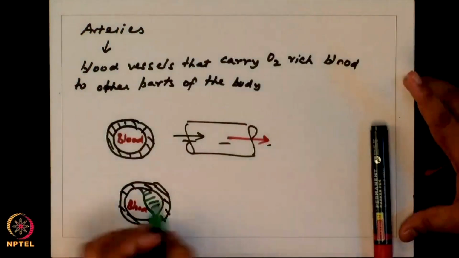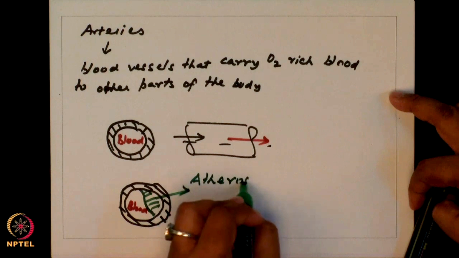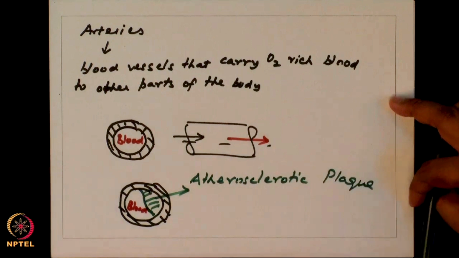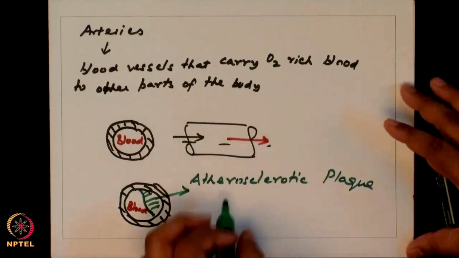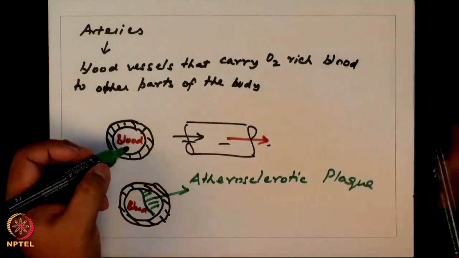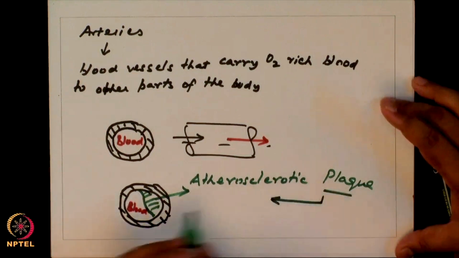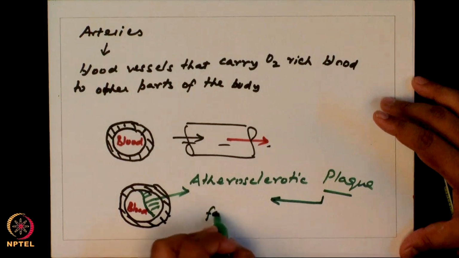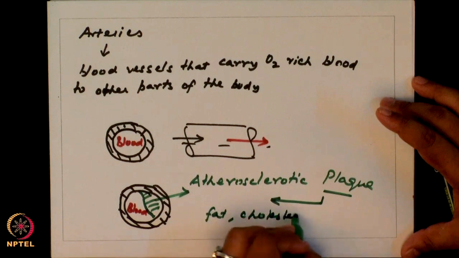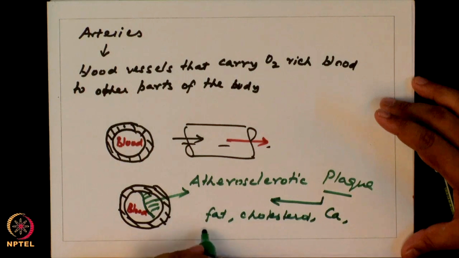The green zone is called an atherosclerotic plaque. This atherosclerotic plaque essentially restricts the blood flow. So, instead of flowing through the entire artery, blood flow is restricted. And this plaque is made up of multiple constituents, including fat, cholesterol, calcium, and other substances.